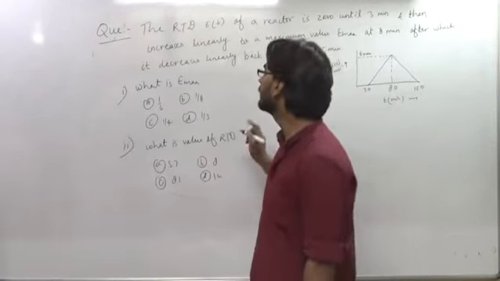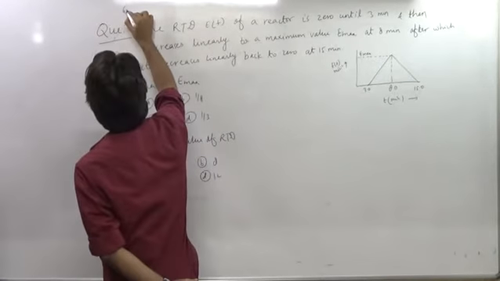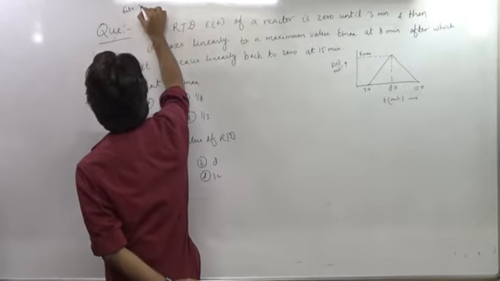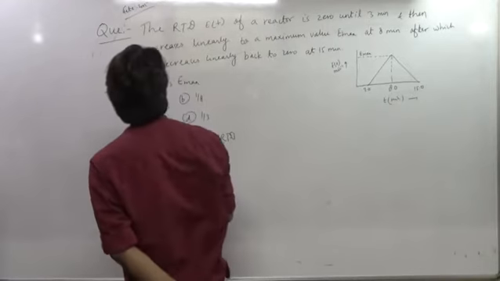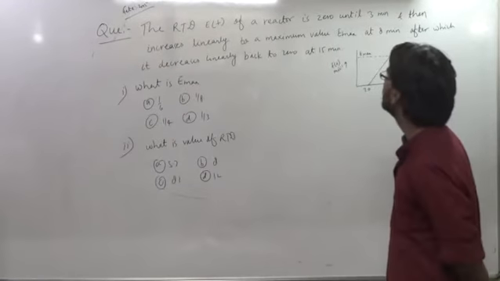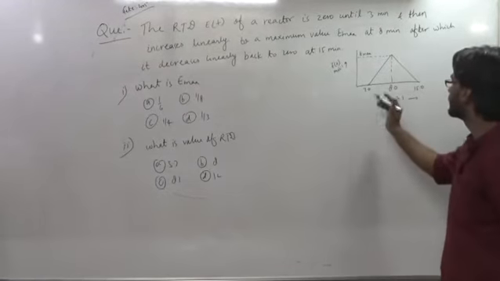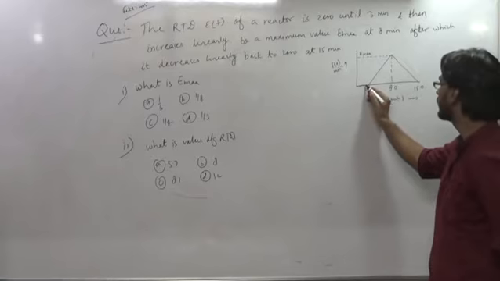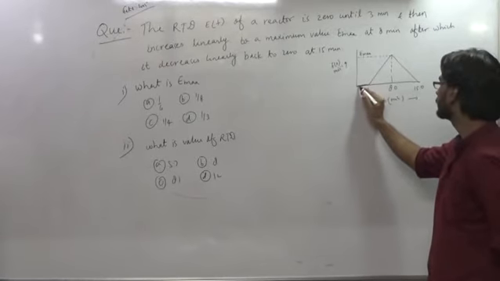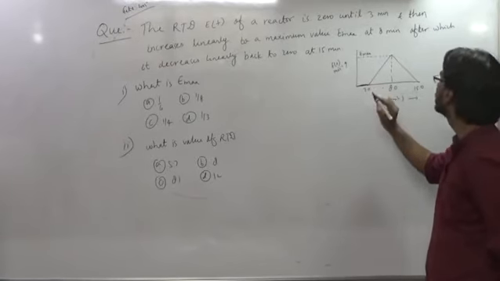This question of GATE was asked in GATE 2005. The question is: the RTD of a reactor is 0 until 3 minutes. This is asking about this value. This is 0 initially till 3 minutes.